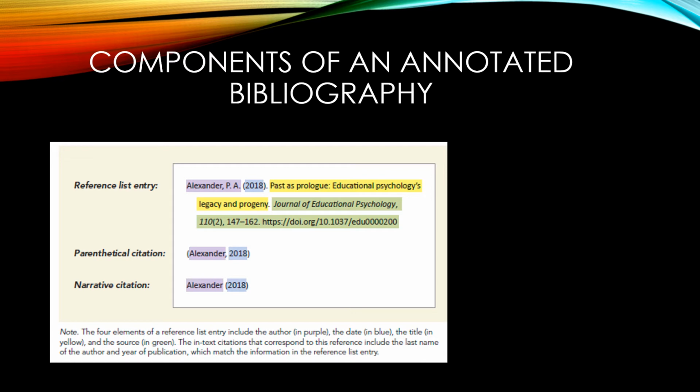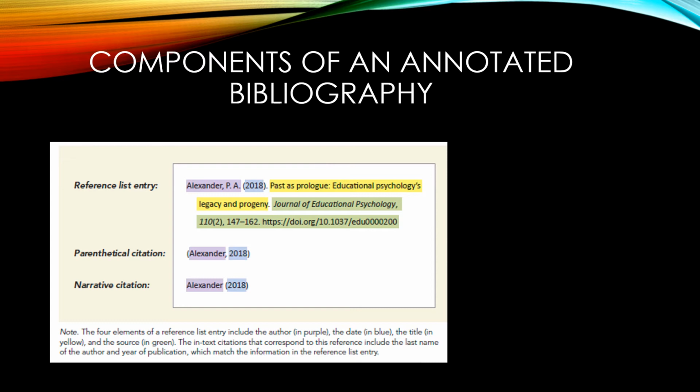Okay, next in blue, we have the date, right? Remember, we always want to include the year of publication, which in this case was 2018. So we're going to go ahead and put that in parentheses followed by a period. Okay. Next in yellow we have the title.